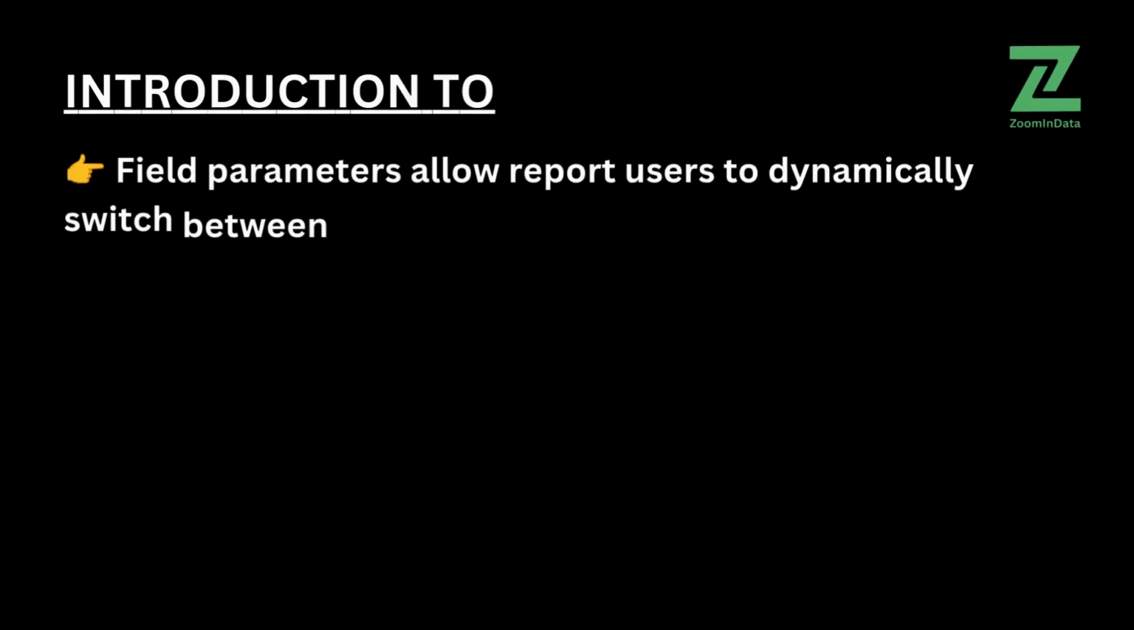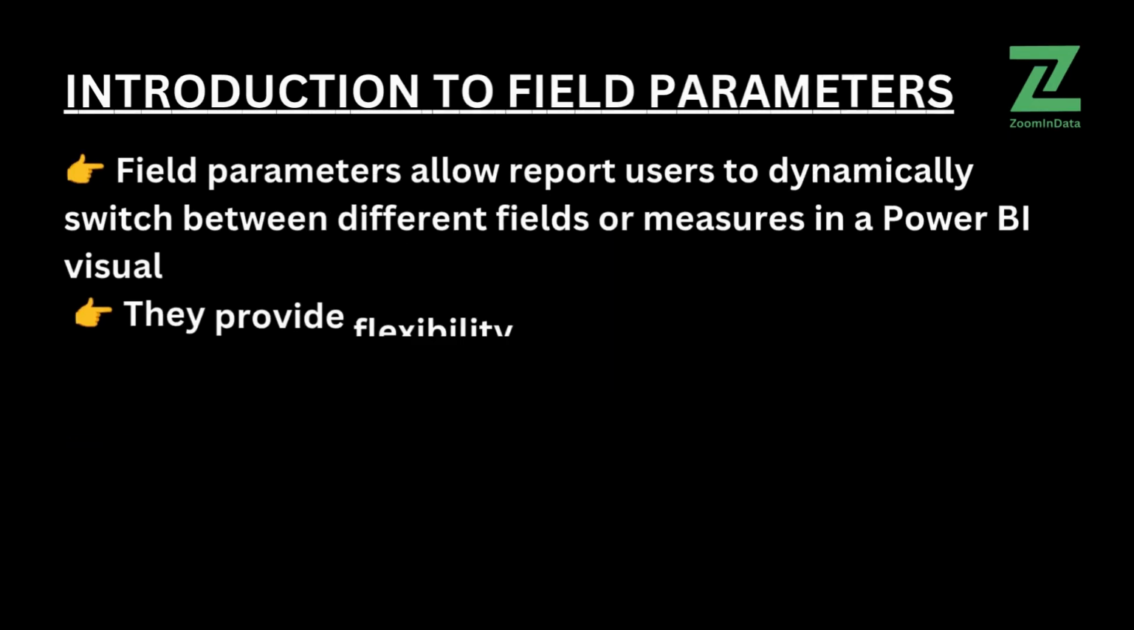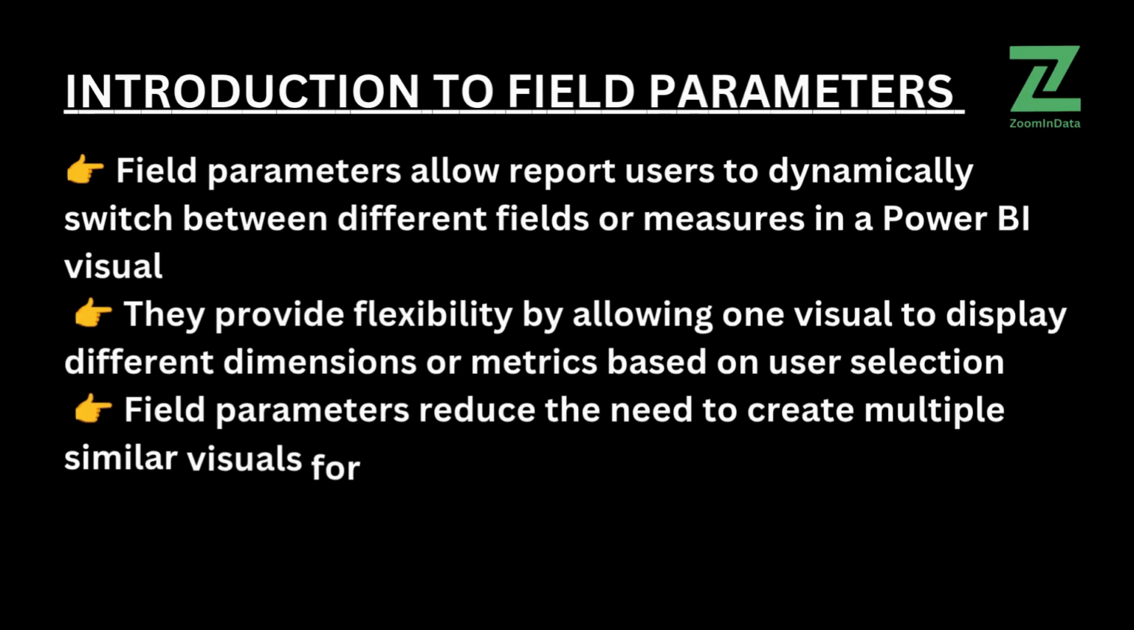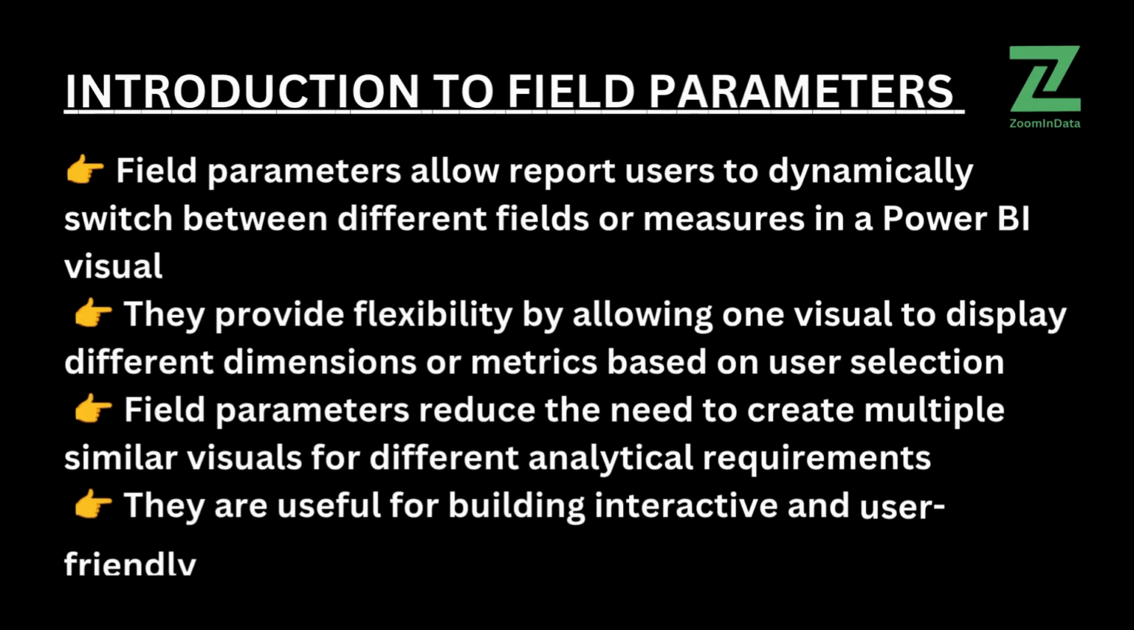Field parameters allow report users to dynamically switch between different fields or measures in a Power BI visual. They provide flexibility by allowing one visual to display different dimensions or metrics based on user selection. Field parameters reduce the need to create multiple similar visuals for different analytical requirements. They are useful for building interactive and user-friendly reports.